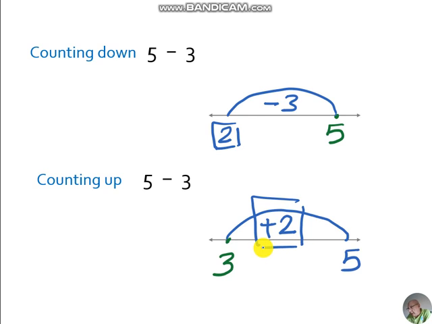This is the difference between counting down and counting up. Counting down, you start with the big number here in the right. For counting up, I start with the small number in the left. For counting down, I subtract this number. For counting up, I add until I reach the big number.